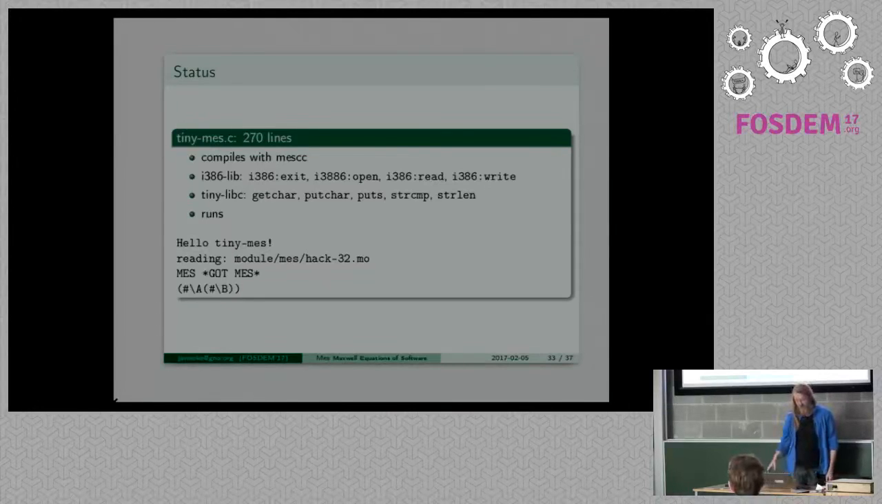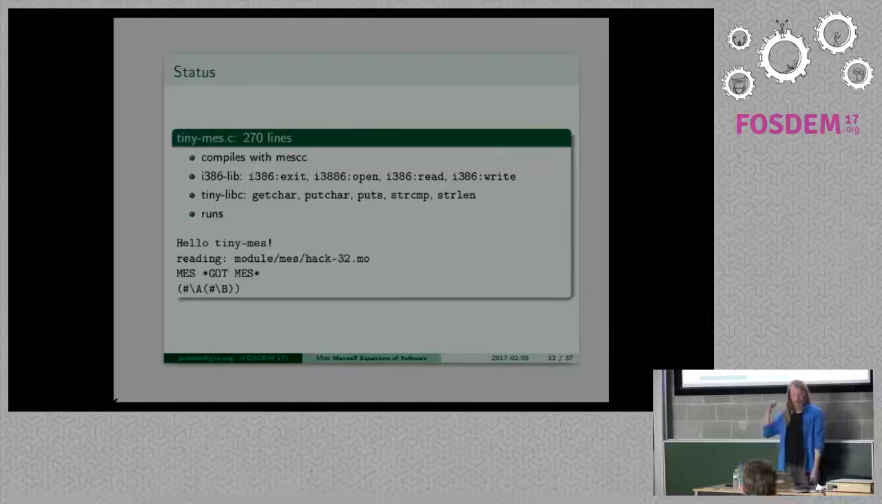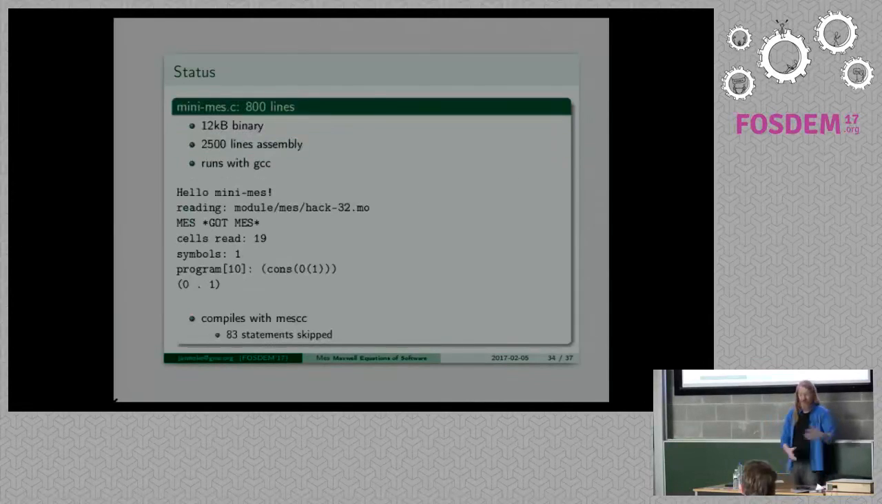I have a tiny MES, which is a C compiler that can be executed by MES, and it can read a dumped file, which has an S expression, and can print it. So MES can compile a C program of 300 lines that does that. And then I have the next step, which I'm still working on.